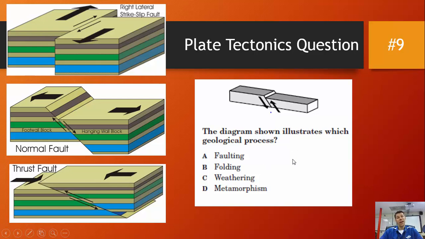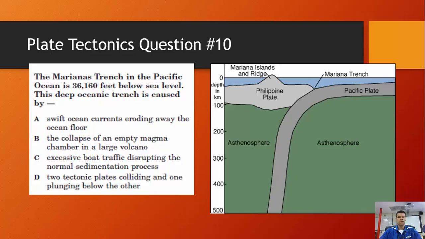Now the question's not that hard. This diagram illustrates which geologic process, and if you're really good, you can tell that the hanging wall is being forced upward. That must mean this is a convergent boundary, and this would be a thrust fault or a reverse fault. But the question doesn't even get that tricky. It just asks you what's happening here, and the answer is a fault. So faulting is the right answer.